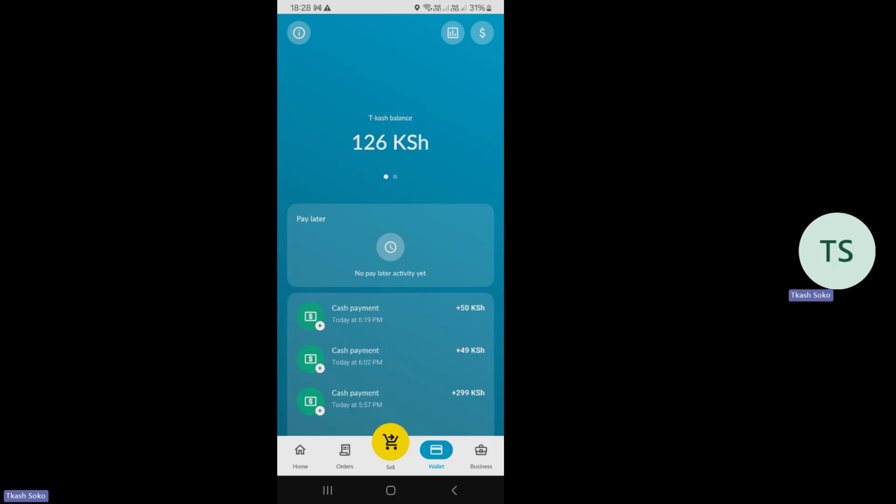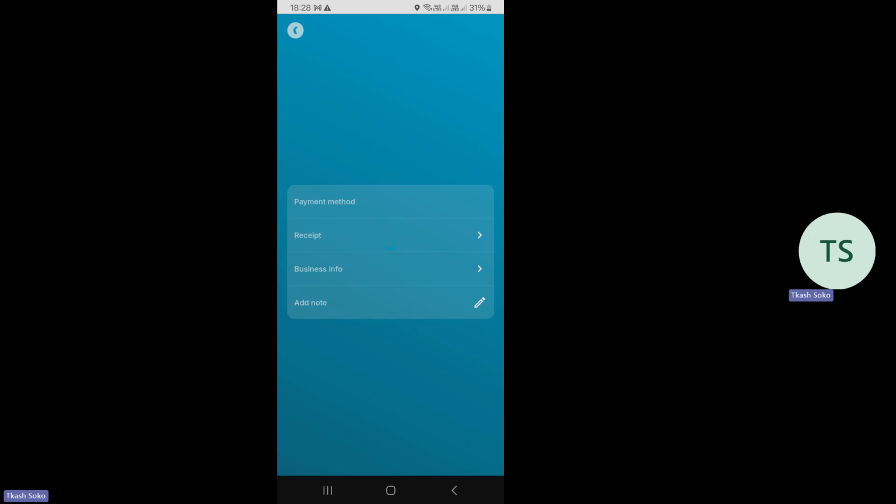The cash sale that we made is now recorded here. So when I want to view the details of that transaction, I just tap on that cash sale payment that I want to view. For example, this one for the 50, I want to view it. Once I tap on it, you can see that this is a cash payment of 50 shillings that was done today at 16:19 p.m. And the receipt is an express receipt.